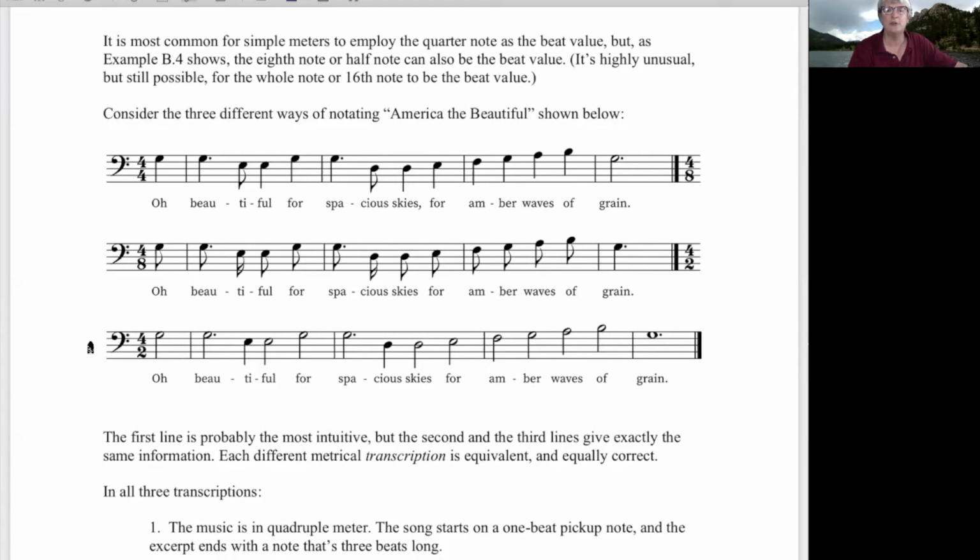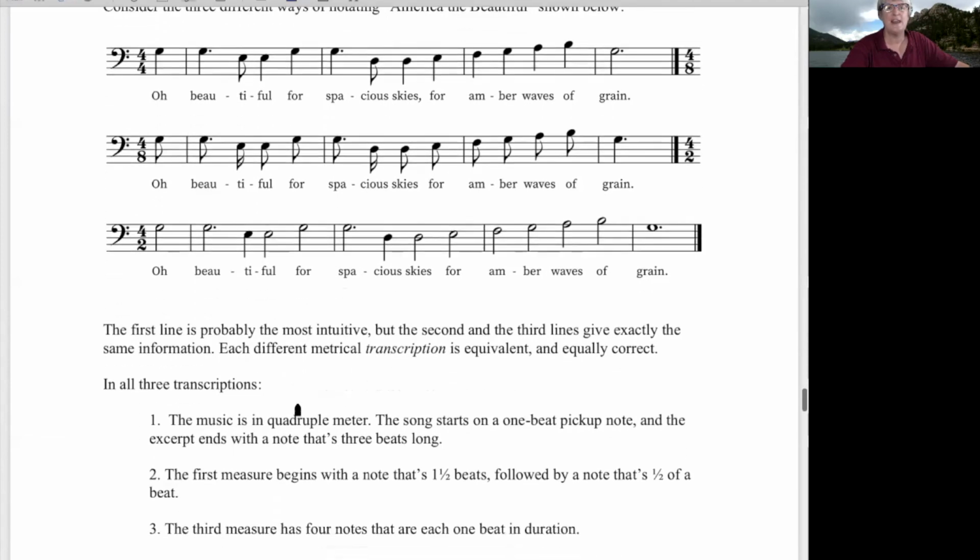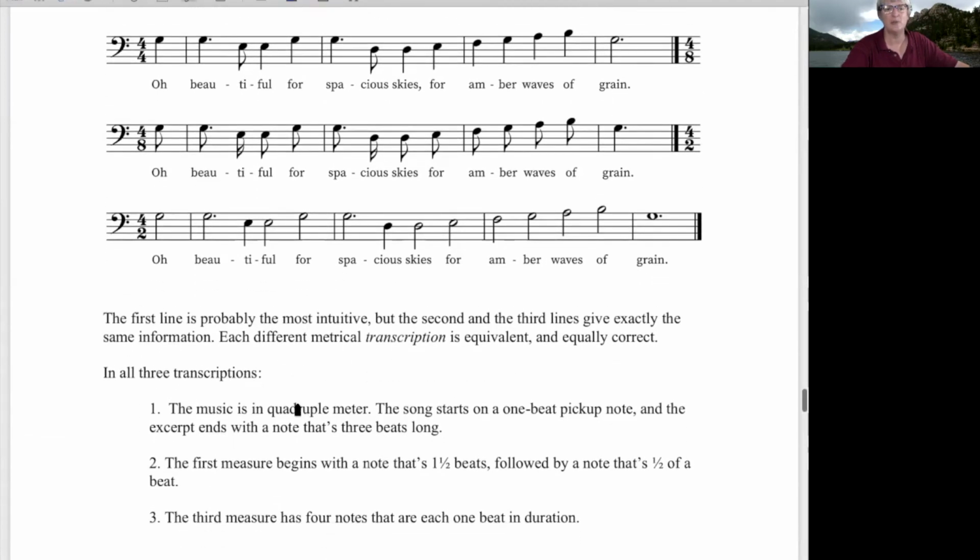One of your later assignments is going to be to take a melody which is written in 1 meter signature and then transcribe it so that you're showing a different note value as the beat, and you're either halving or doubling the note values. These are the things that should stay consistent in the different transcriptions. In all three versions of America the Beautiful above, the music is in quadruple meter with 4 beats per measure.